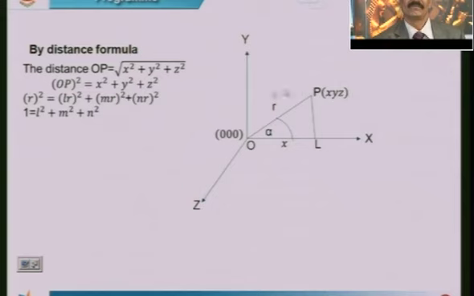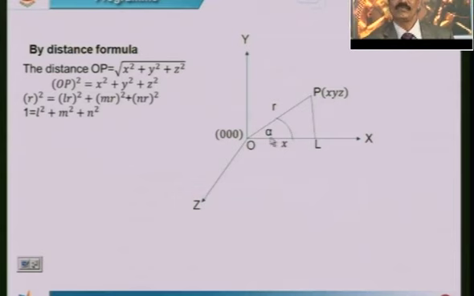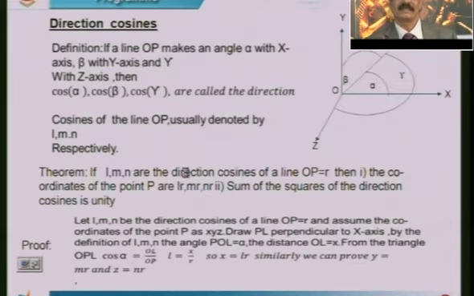That's the first case. For this, observe this figure. You draw PL perpendicular to the X axis. Then you assume the coordinates of this point as x, y, z. Then automatically this distance OL is going to be x. And by the definition of l, m, n, this line makes an angle alpha with the X axis because l is cos alpha. Then it's a right angle triangle, so you can go for cosine of this angle. Cos alpha is going to be OL divided by OP.